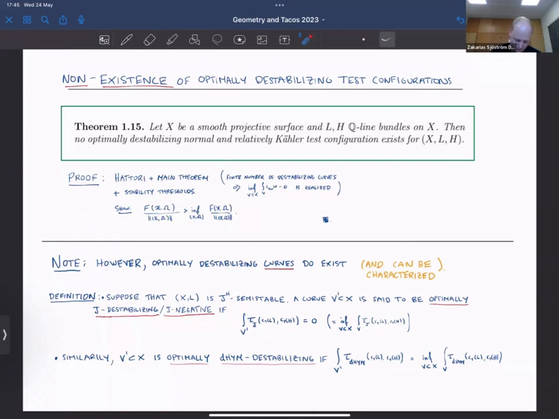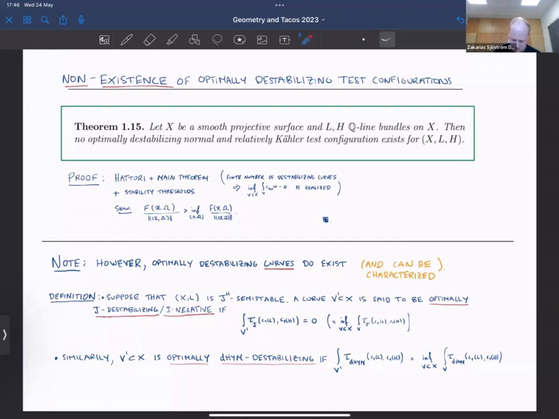And so to finish off, I just want to say one word: even though uniform and non-uniform stability for the J equation turn out to not be equivalent in most cases, and optimally destabilizing relatively Kähler test configurations never exist, we do have at least something, which we could call optimally destabilizing curves, and they can actually be characterized. So let's see what we mean by this.